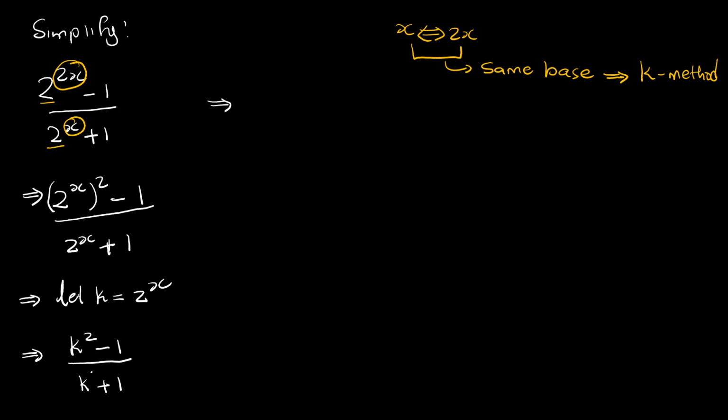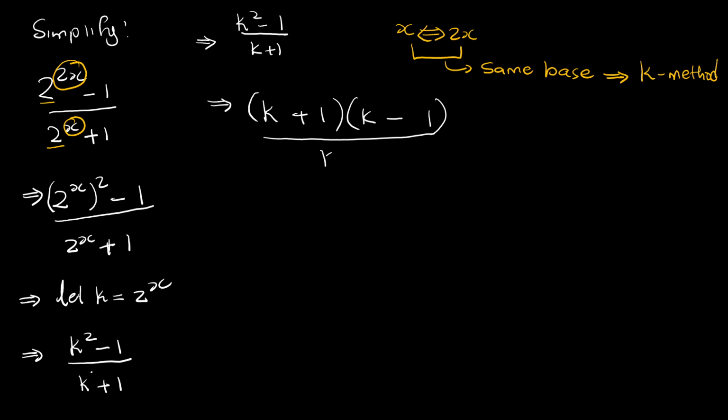So now let's work on the top part. The top part can be factorized. Remember, this is the difference of squares, because 1 is a perfect square. We can open the brackets and put k on both sides. Remember, we have k squared minus 1, which is divided by k plus 1. So you put k on both sides and 1 on both sides. One bracket should be positive, the other should be negative. Then everything is divided by that k plus 1.